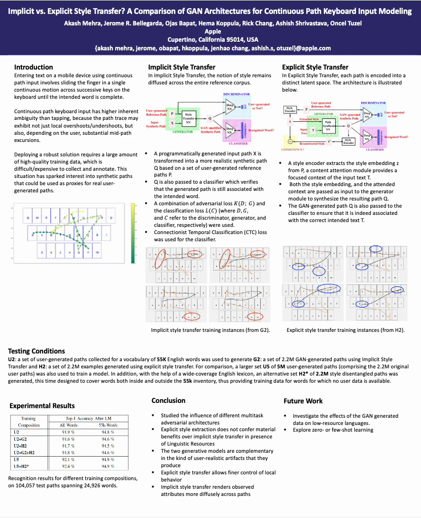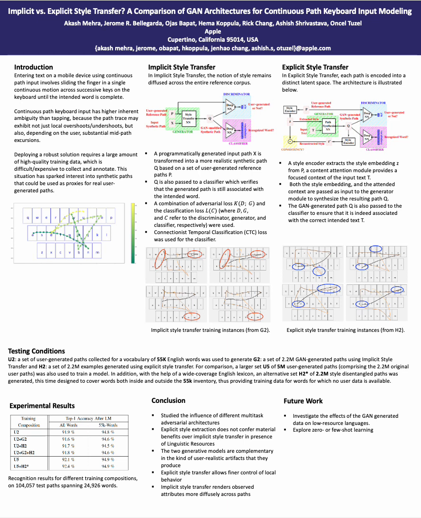In continuous path, user inputs a word by sliding their finger from one letter to the next. There's a lot more ambiguity in this form of input method, and a robust solution requires a large amount of training corpus, which is expensive and time consuming to collect. So we rely on data synthesis to deploy a robust solution.